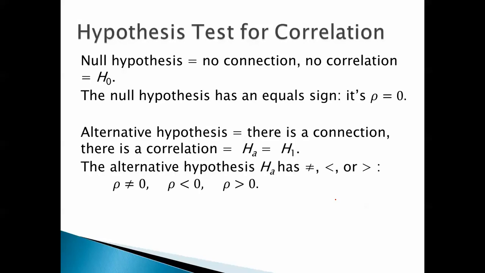Null hypothesis: no connection, no correlation. It always has an equal sign. It's of the form rho equals 0. That's the Greek letter rho. I know it looks like a P, but it's a rho. Trust me. The alternative hypothesis is that there is a connection, there is a correlation, and that's going to be of the form rho does not equal 0, rho is less than 0, or rho is greater than 0.